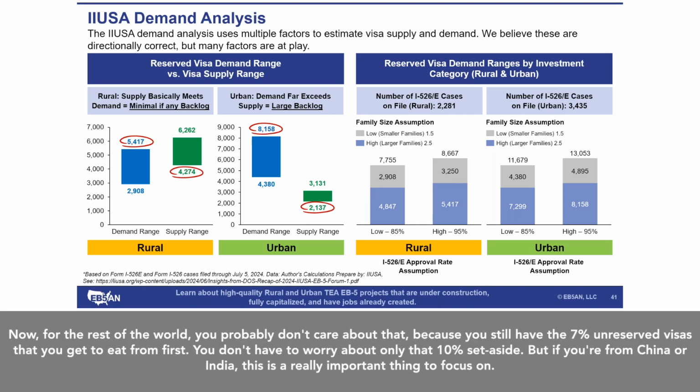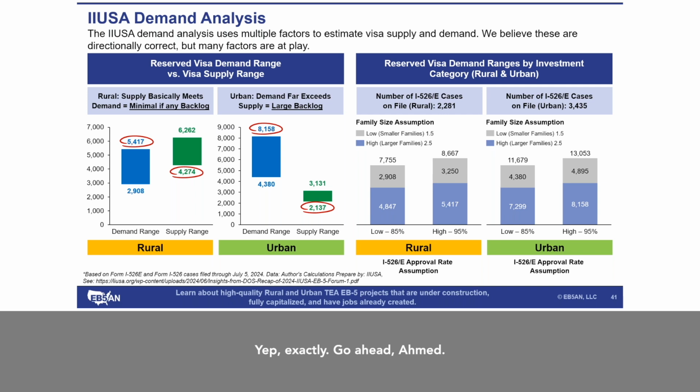Now, for the rest of the world, you probably don't care about that because you still have the 7% unreserved visas that you get to eat from first. You don't have to worry about only that 10% set aside. But if you're from China or India, this is a really important thing to focus on. Yep, exactly. So go ahead, Ahmed.